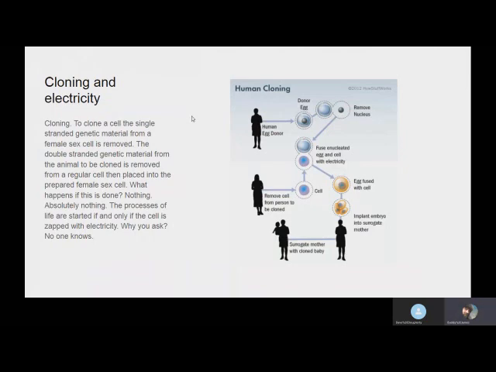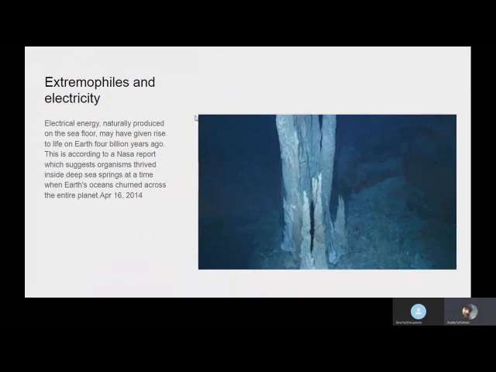So, more enigmatic types of relay here with electricity and how many things it affects, and where we see it in the strangest of places, like extremophiles here. Electrical energy naturally produced on the seafloor may have given rise to life on Earth 4 billion years ago. This is according to a NASA report, which suggests organisms thrived inside deep sea springs at a time when Earth's crust churned across the entire planet.